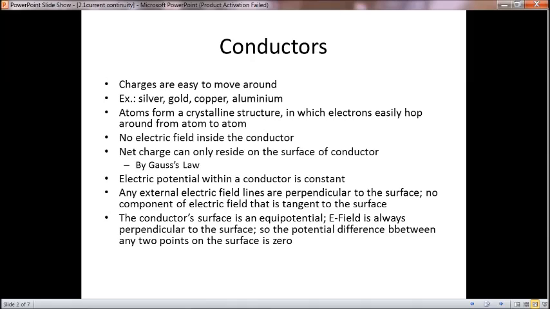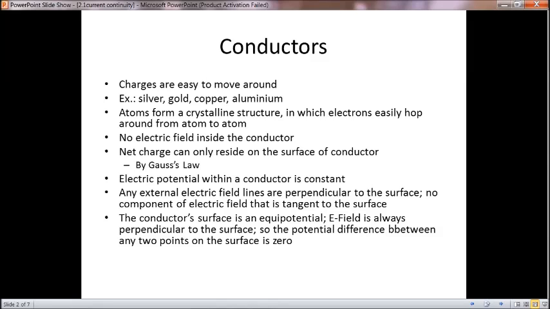So first, conductors. Conductors have charges which are easy to move around. The examples of conductors are silver, gold, copper and aluminium. In conductors, atoms form a crystalline structure in which electrons easily hop around from atom to atom. In a conductor, there is no electric field present inside it. By Gauss law, we know the net charge can only reside on the surface of the conductor, not inside it.